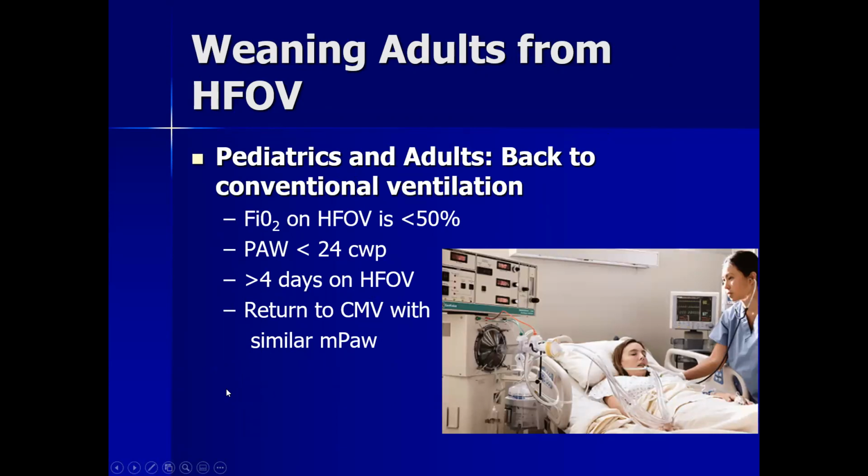With weaning adults and children, you get the FiO2 down to less than 50%. And if the mean airway pressure is less than 24, you switch them back to conventional ventilation. So less than 50%, mean airway pressure less than 24, switch them back to conventional ventilation. It says to keep them on the oscillator about 4 days.